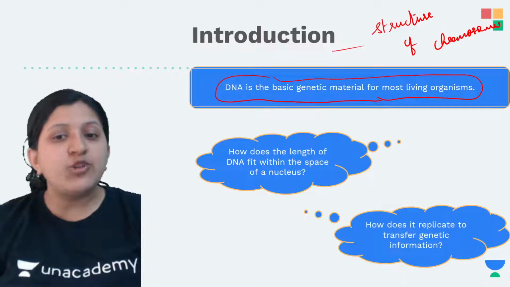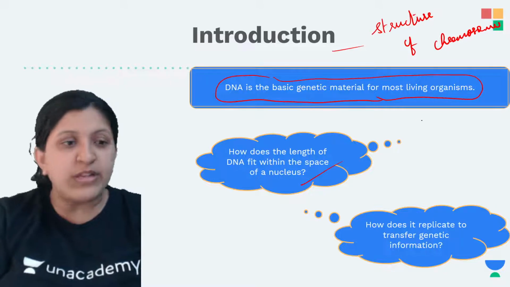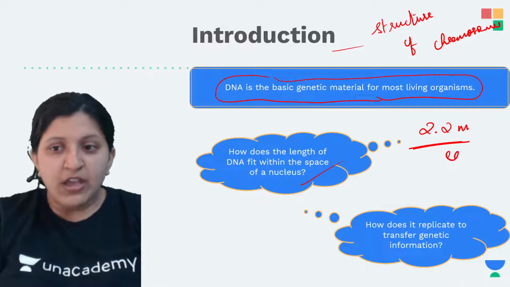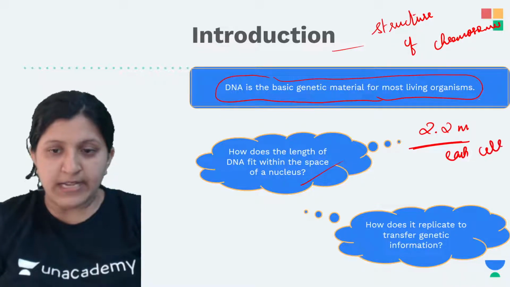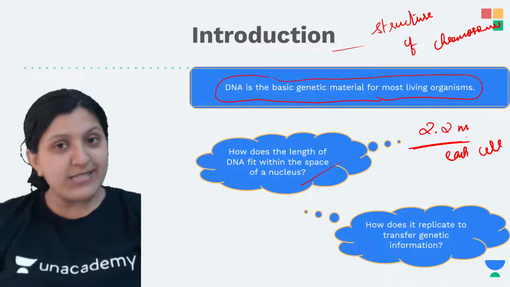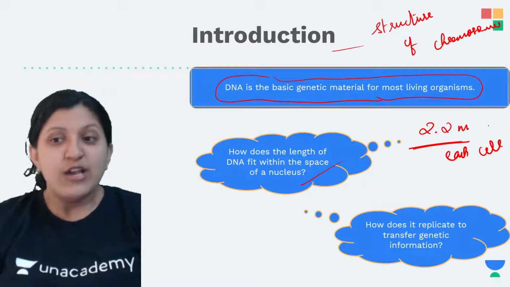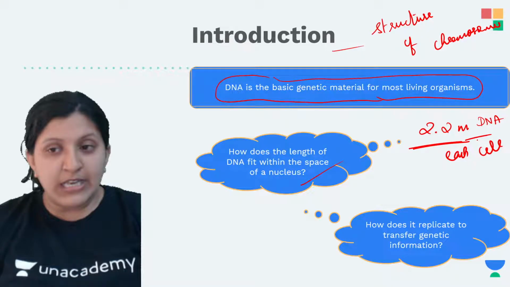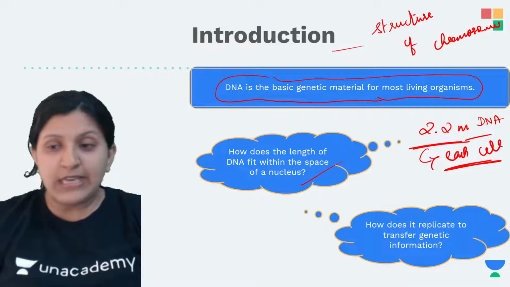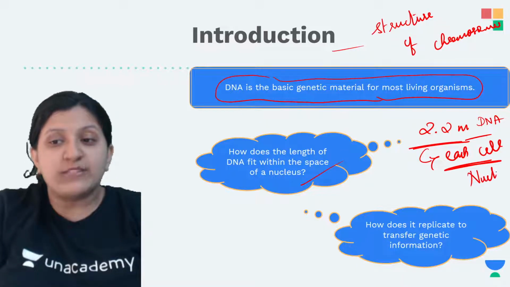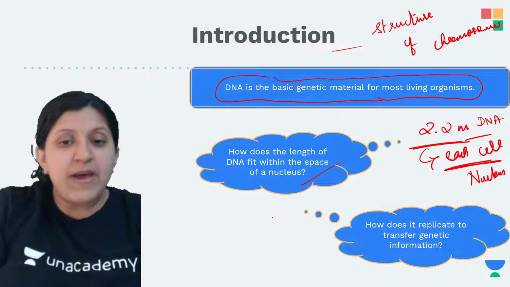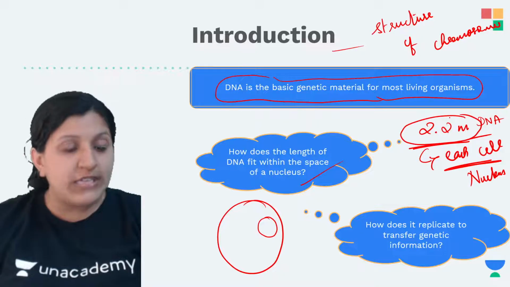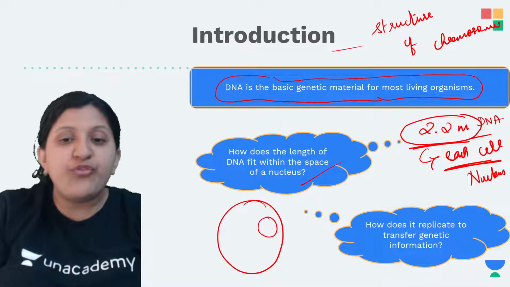So how does the length of the DNA fit into the space of a nucleus? Around 2.2 meters of DNA is there in each cell. It has to fit not just in the cell, but in the nucleus. You can imagine such a big DNA, so how exactly is it fitting into this cell nucleus? Imagine this is a cell, and only the nucleus is this much, and 2.2 meter long DNA has to fit in here, in the nucleus.